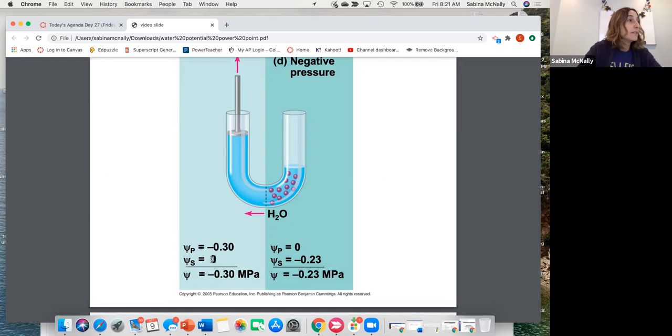The solute is still 0 because there's nothing in the water. And now my water potential on this side happens to be negative 0.3. So I can force water this way because of that. And that is exactly what happens in leaves.